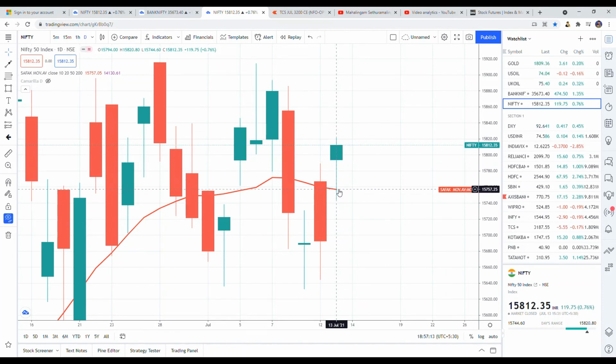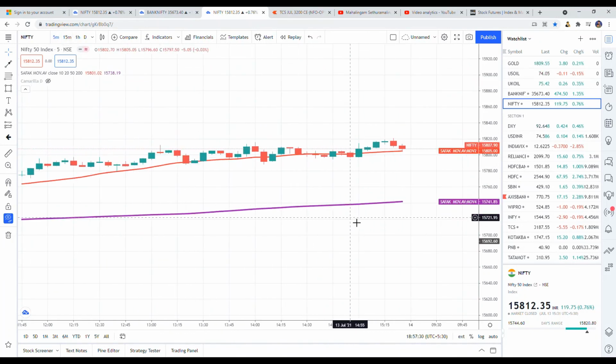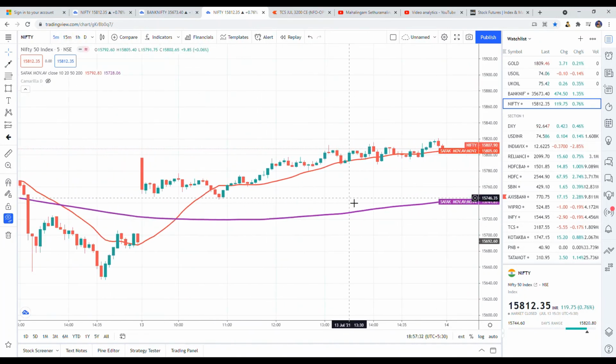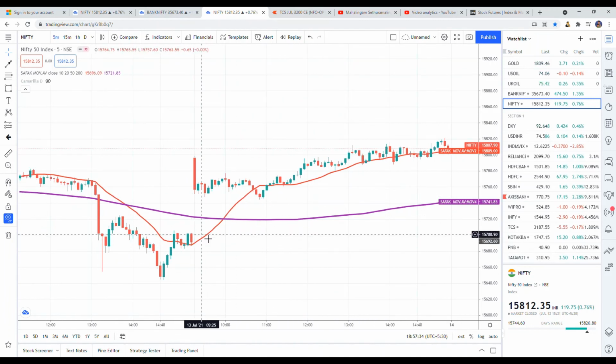Market comes to the 20 moving average, 15757. If it trades below the 20 moving average for 30 minutes, you can take a decision to go short. But I don't think so. It is trading above the 20 moving average. See, the market is always in upside momentum on the day. The day's first candle low is respected, second candle low respected.